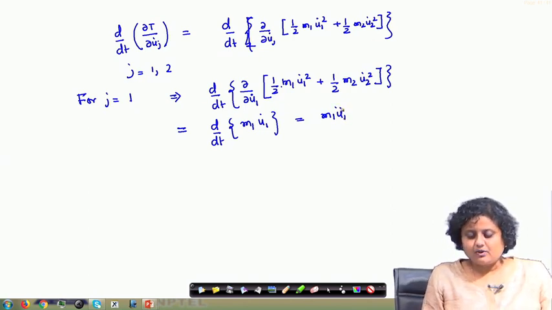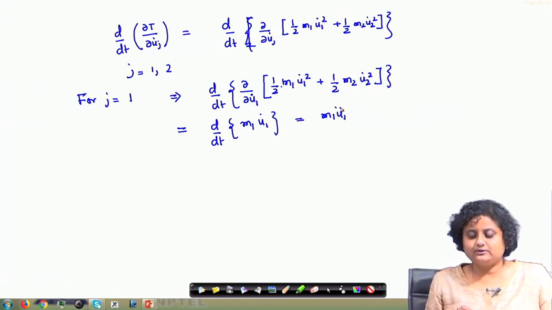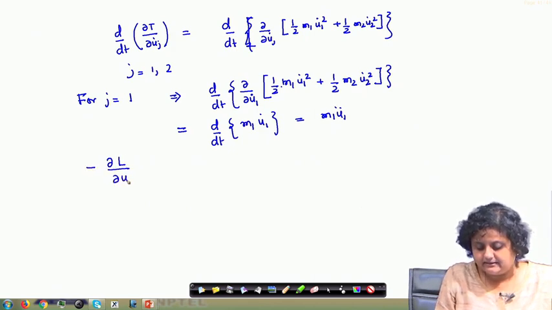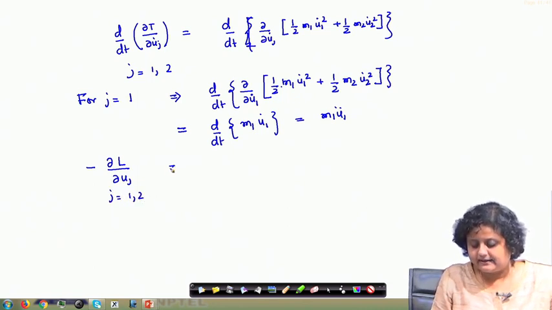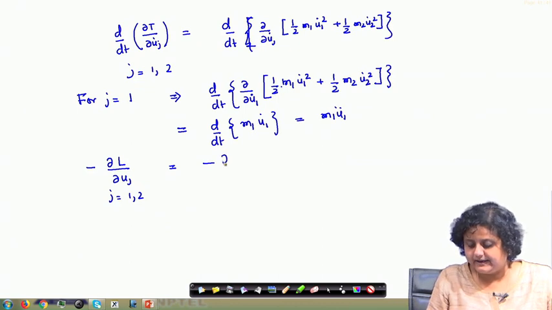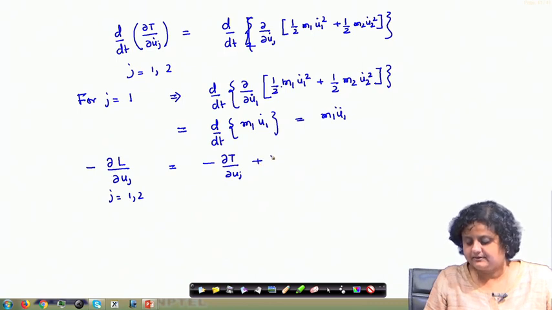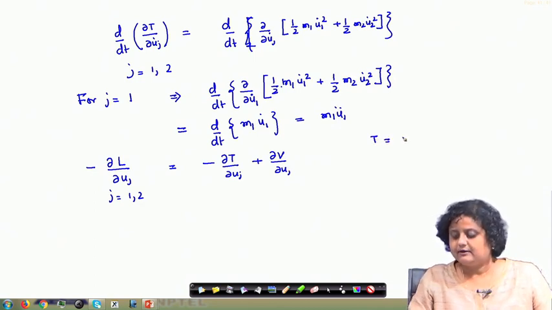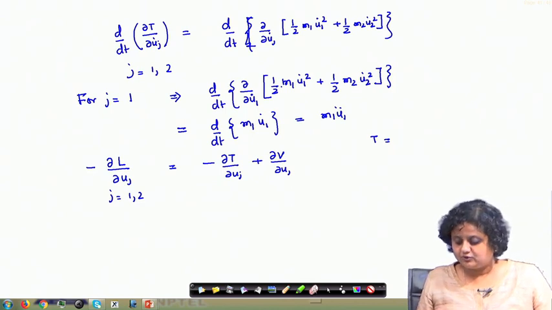Now, let us look into the second term, that is del L by del uj, where again j is going to be 1 and 2, and that is going to be minus del T by del uj plus del V by del uj. Now, T is just a function of u dot j. So, this is going to go to 0.